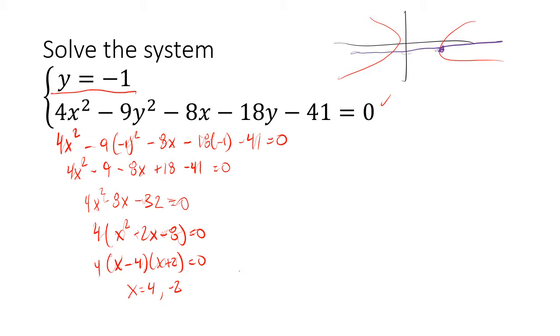So we have two answers. We should have two answers to this, and we do. The two answers are going to be if x is 4, y is -1, and if x is -2, x is -2, y is also -1. And so those are the two answers to this one.